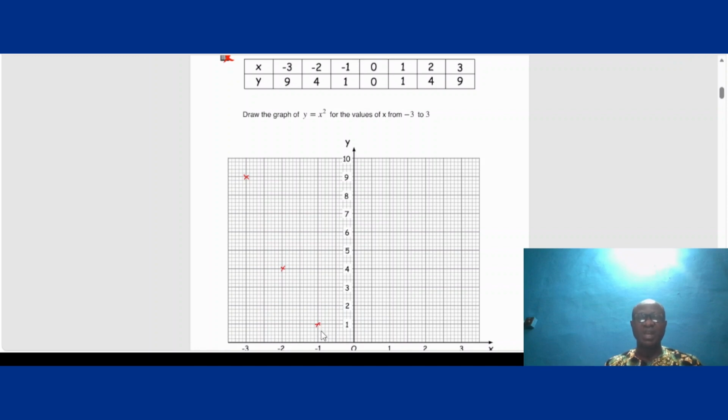When x is 0, y is 0. When x is 1, y is 1. When x is 2, y is 4. When x is 3, y is 9. That is all. I will join the graph.